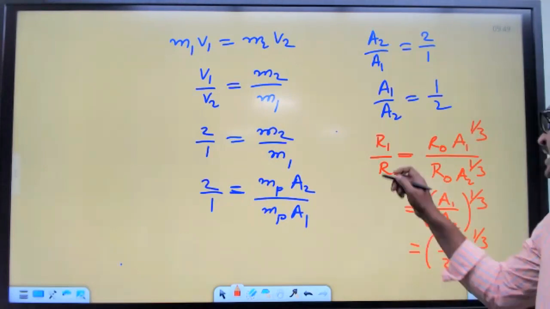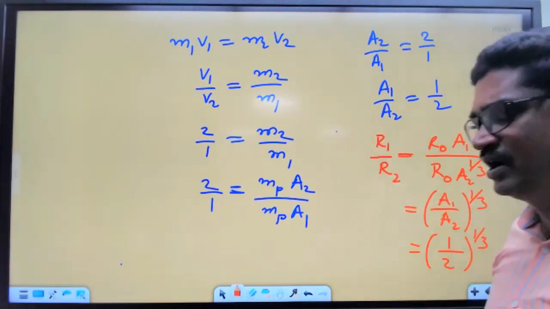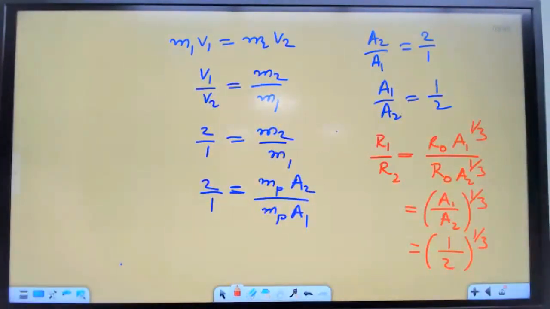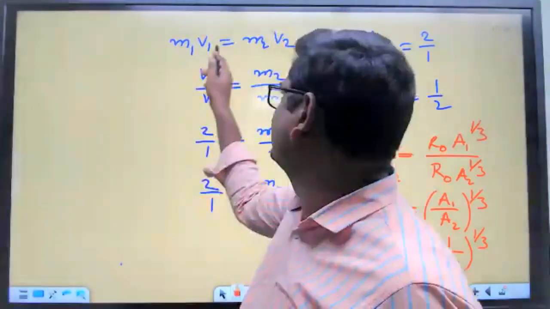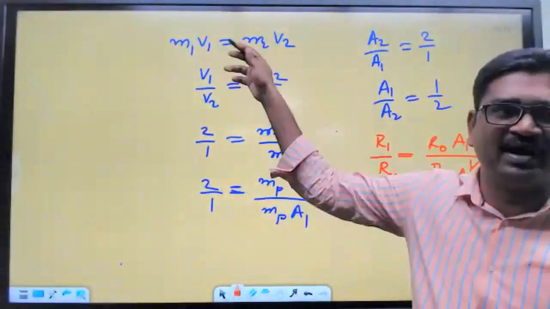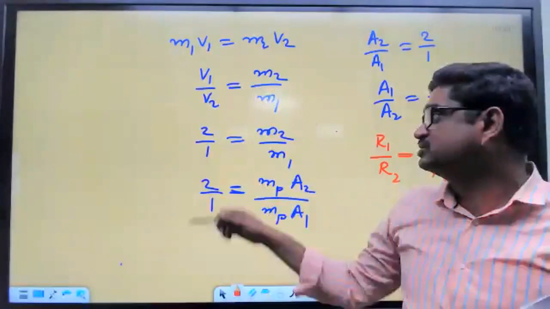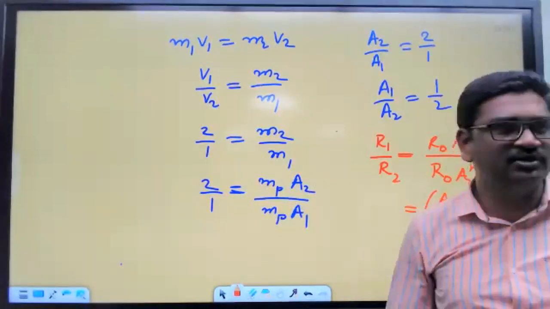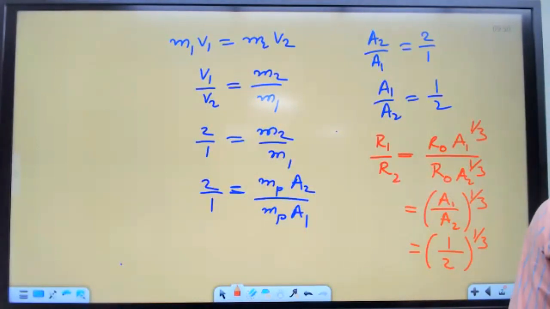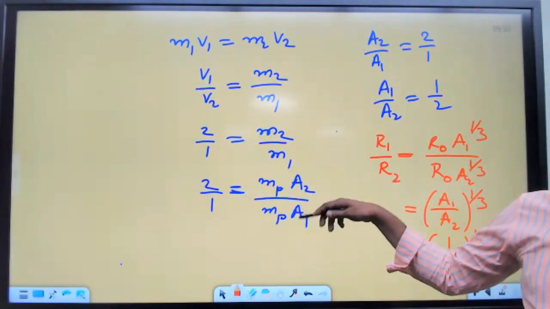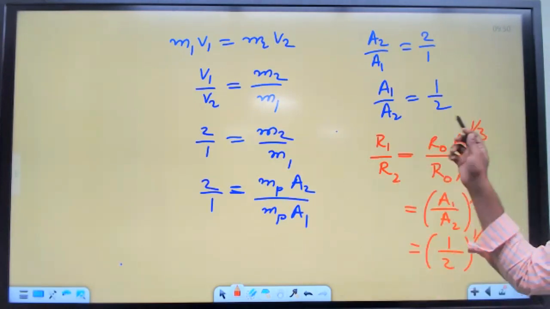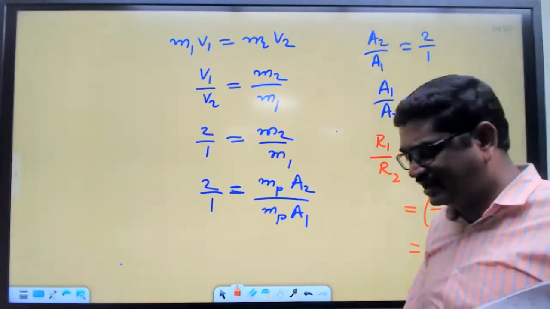The radius formula is only one formula: R equals R0 into A power 1/3. We need to use that formula only. But velocities are given, so I equated momentum because momentum is conserved. From that you got the mass ratio. Mass is directly proportional to mass number A, so the mass ratio is directly proportional to the mass number ratio. Substitute that in the radius ratio, then you will get the answer.